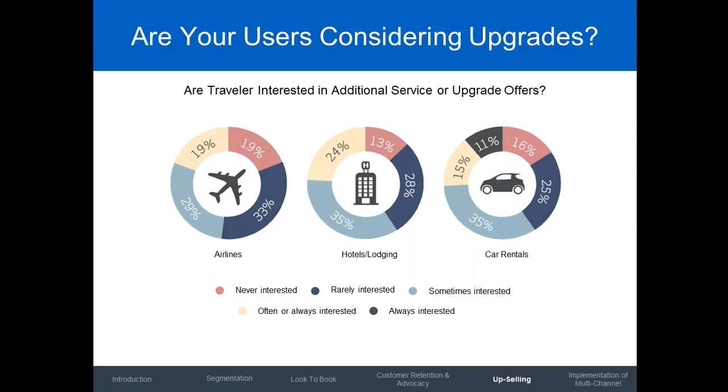So these are some of the stats where people are looking for upgrades, considering upgrades. Airlines, hotels, lodging, there is a level of interest in each product. In certain cases the interest is higher, in certain cases lower. Definitely, for airlines the cost to upgrade is relatively high as compared to something like a car rental. Hotels lie somewhere in the middle, but there is an opportunity to segment and identify the customer whom to upsell and cross-sell.